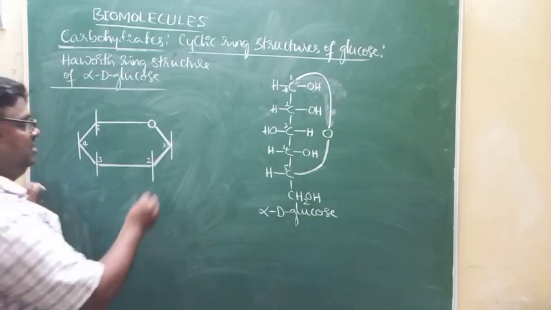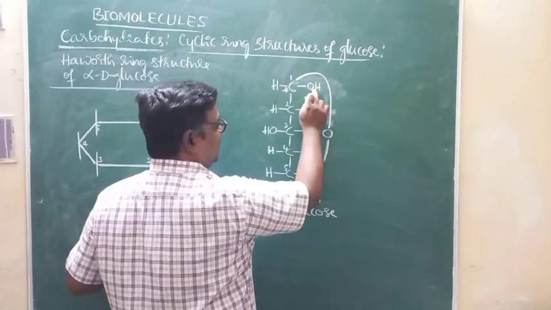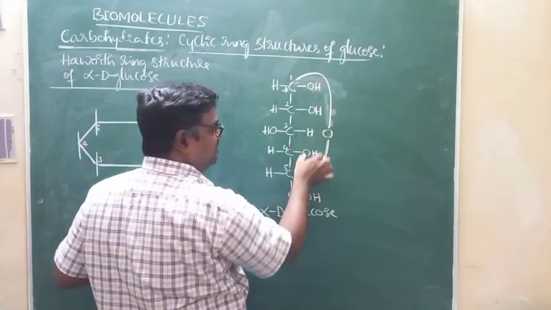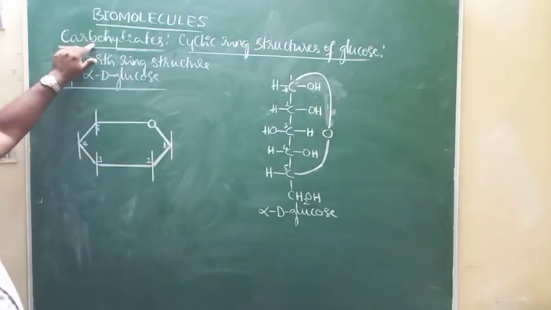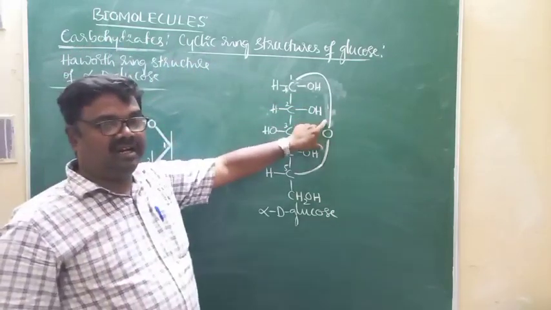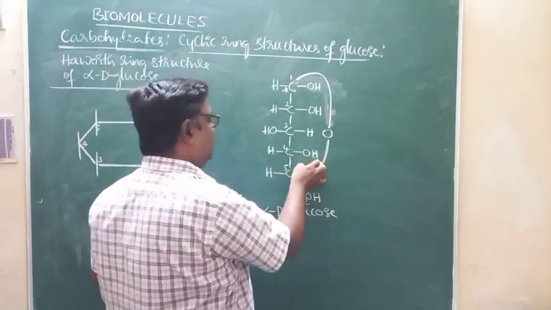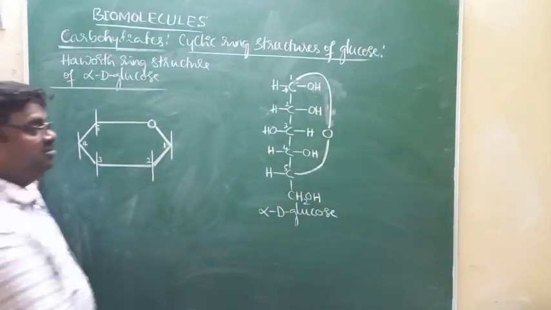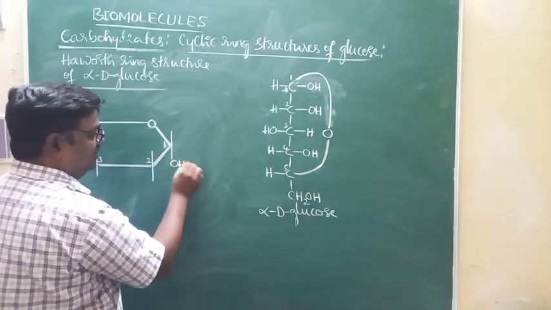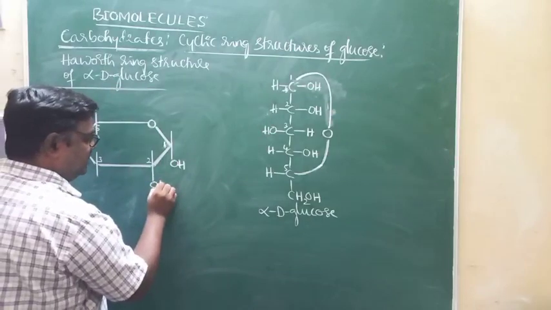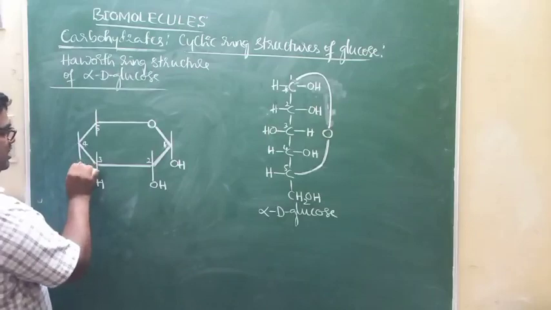Now, just observe, in the case of the first carbon atom, OH is on the right side. Those groups which are on the right side of the cyclic ring structure will be written below the plane of the cyclic hexagon in the Haworth structure. To convert the cyclic ring structure into the Haworth ring structure, all groups that are on the right side should be written below the plane. Just observe, the OH group is on the right side, therefore in the first carbon atom OH is below the plane. Second carbon atom OH is below the plane. Third carbon atom H below the plane. Fourth carbon atom OH below the plane.